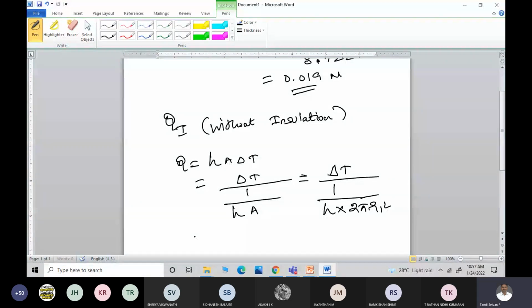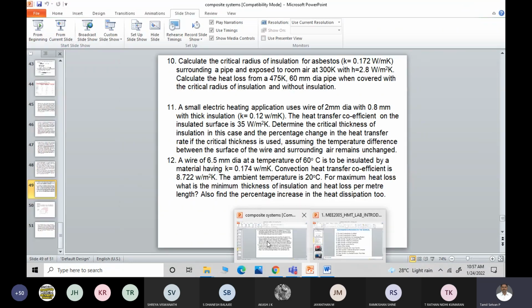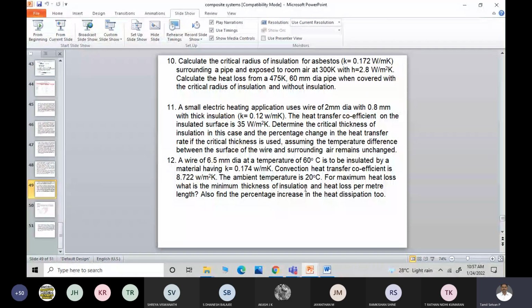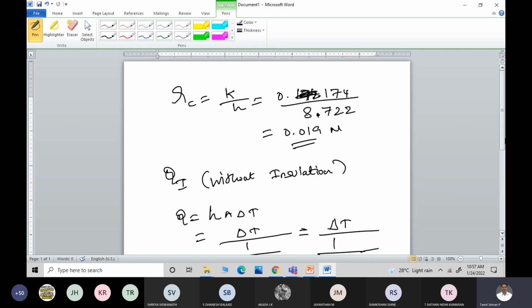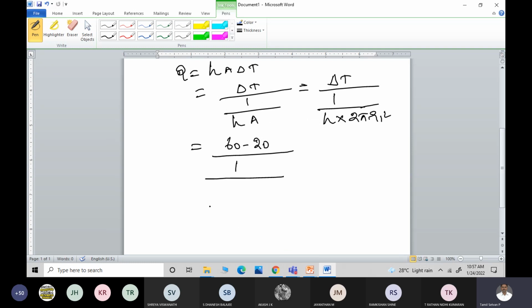So now substituting the values. The wire temperature is 60 degrees, ambient temperature is 20. So 60 minus 20, divided by 1 by h. The h value we already know, 8.722, into 2 pi into R1.